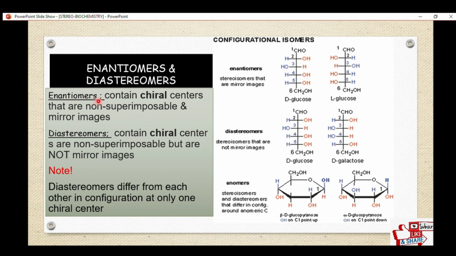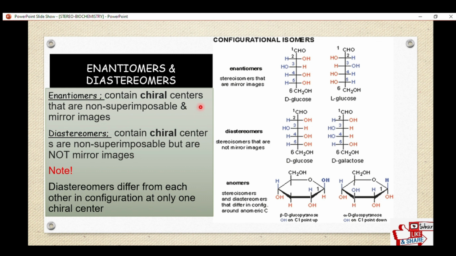When we talk about enantiomers, they contain chiral centers that are not superimposable, and they are mirror images of each other. For you to get an enantiomer, one, you have to get a chiral center in the molecule, and two, you have to get a mirror image of it. And the mirror images are not supposed to superimpose. When you place one on the other, they are not supposed to fit.